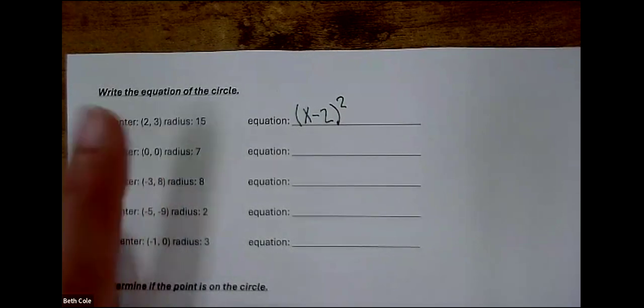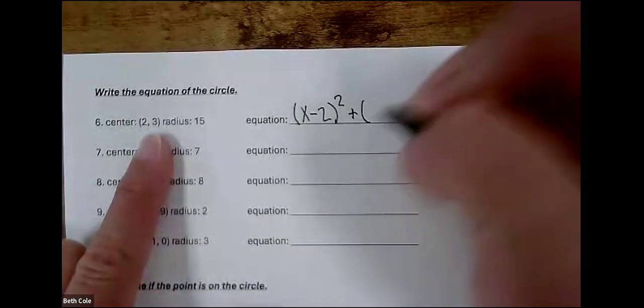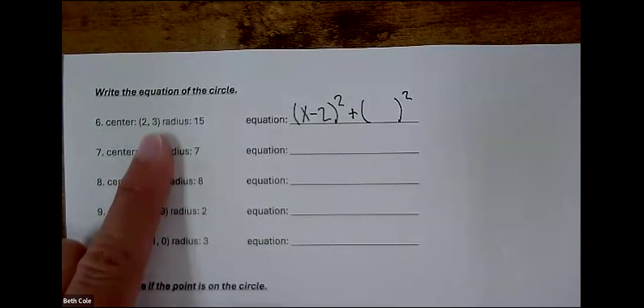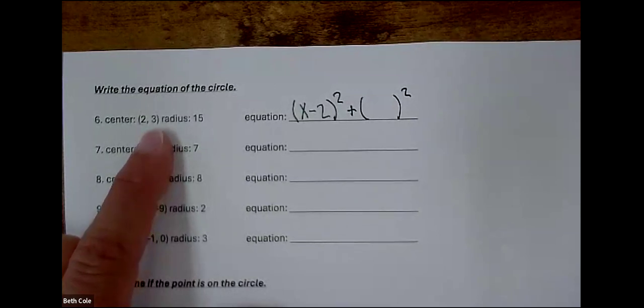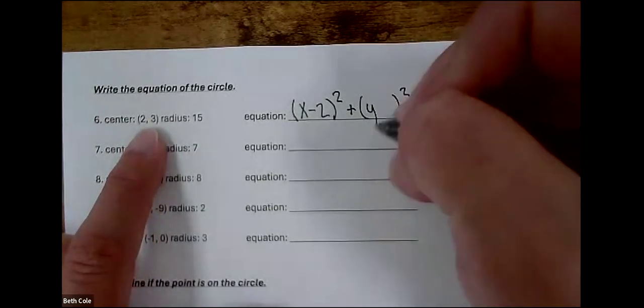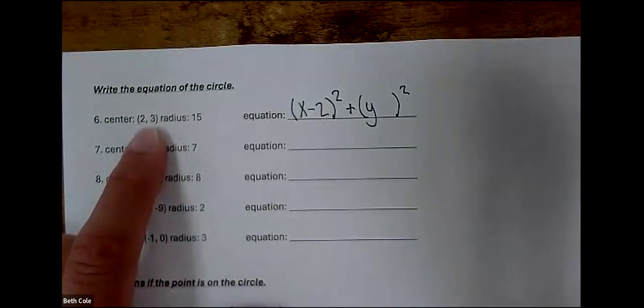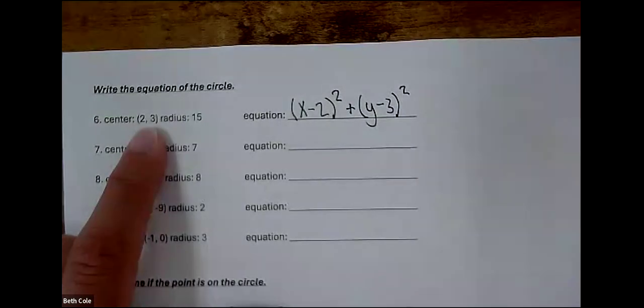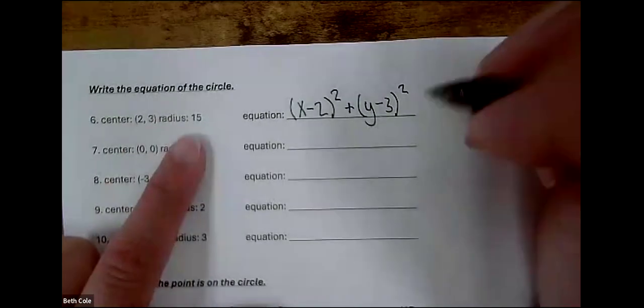You're going to make it, I promise. All right, plus, and then we're going to do the same thing for the y. Just write it blank. It says 3, so what would we put in the parentheses? Yep, y minus 3. It's the opposite. So if it's 3, you put negative 3.